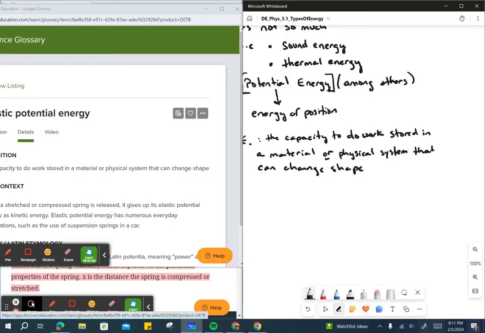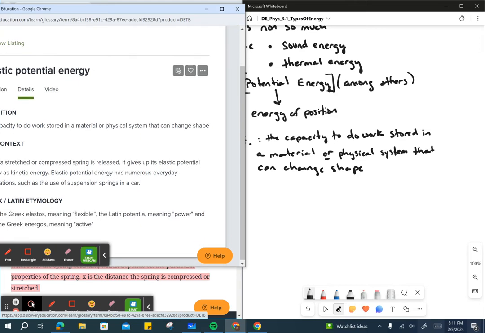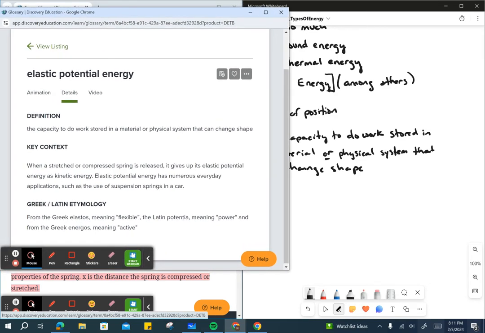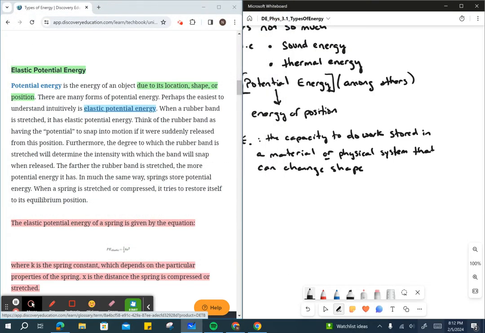Okay. If you take a look here at this, elastic potential energy has numerous everyday applications, such as the use of suspension springs in cars. So yeah, a spring. I imagine in your pens, you have little springs that allow you to click your pen. So you're using elastic potential energy every time you use a pen like that, right? I'm going to close this up there.